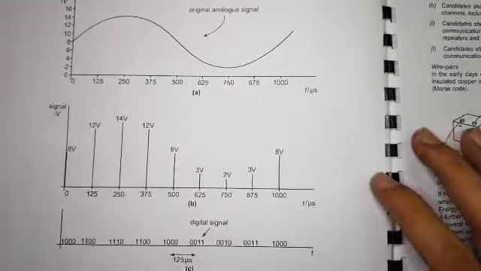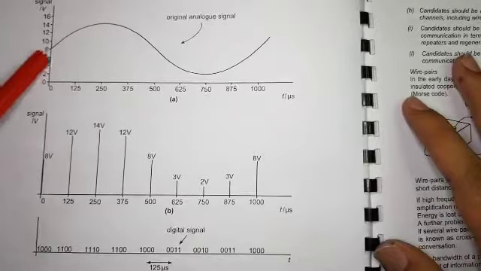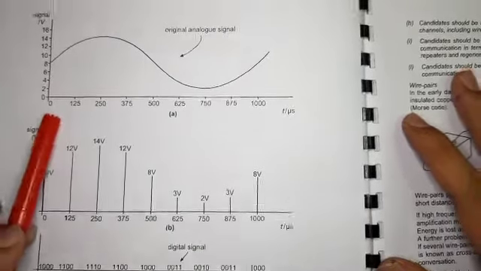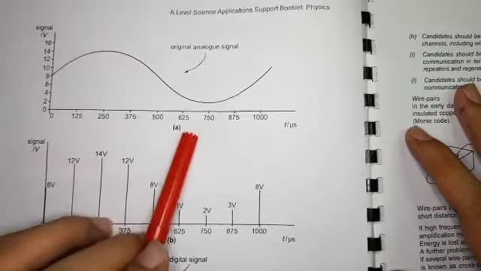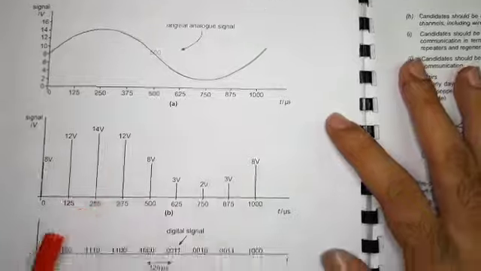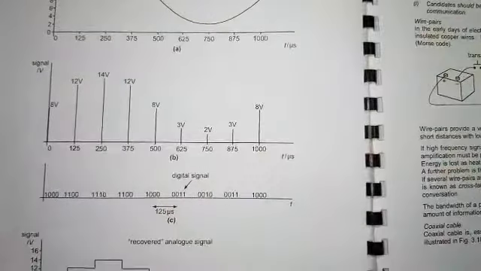Notice how this has been converted into this. The 8 becomes 8, the value around here becomes 12. They sample the value every 125 microseconds, and as they sample it every 125 microseconds, you get a series of these values. This is basically what happens.